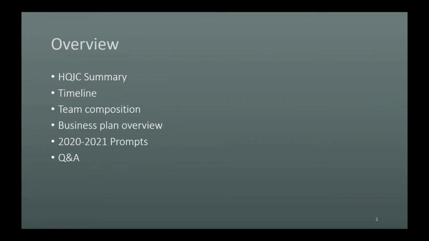But the focus of tonight's presentation will be, of course, over HQIC. So to give us an idea of where we'll be headed with this presentation, we'll start off with just a brief overview summary of what HQIC is. We'll then talk about the timeline and what that looks like for the competition. We'll then get into what the team composition looks like, so the different individuals that you can have on your team for this competition. Finally, we'll talk about what a business plan is. It can be an idea of the different sections that are included within a typical business plan. And we'll finish out the presentation this evening talking about the prompts for this year's HQIC challenge.